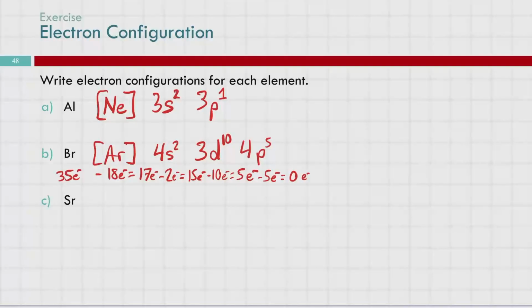And then last but not least, we have Sr, strontium. Strontium's previous noble gas is krypton, Kr. After Kr, we've got what row? 1, 2, 3, 4, 5. And we're in the S block, so 5s. Which spot in the S block are we? First spot or second spot? Second spot. So 5s2. Second spot, 2 electrons.